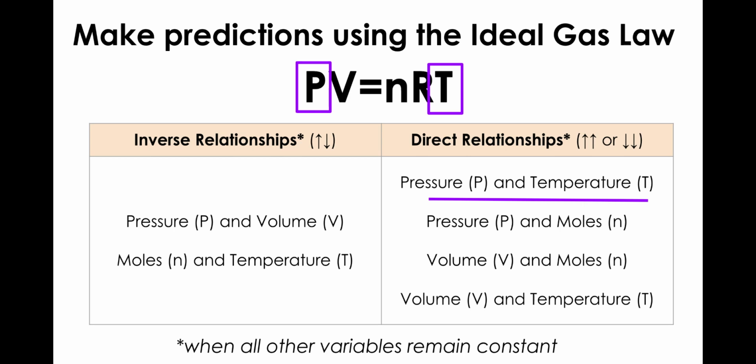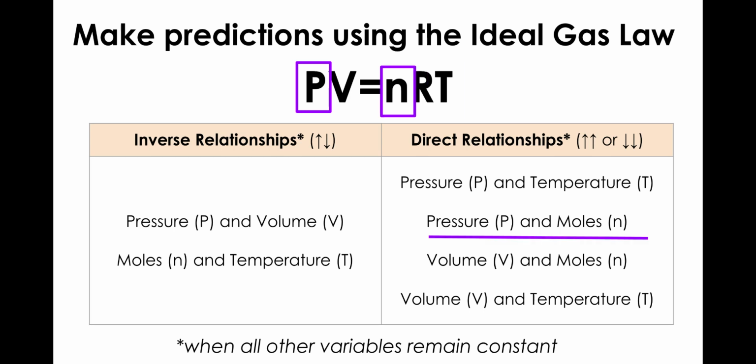When we look at pressure and temperature, they're on opposite sides of the equal sign, and they have a direct relationship. So if pressure were to increase, temperature would also increase. Pressure and moles are also on opposite sides of the equal sign and have a direct relationship. So if I were to increase the pressure, it would increase the number of moles.